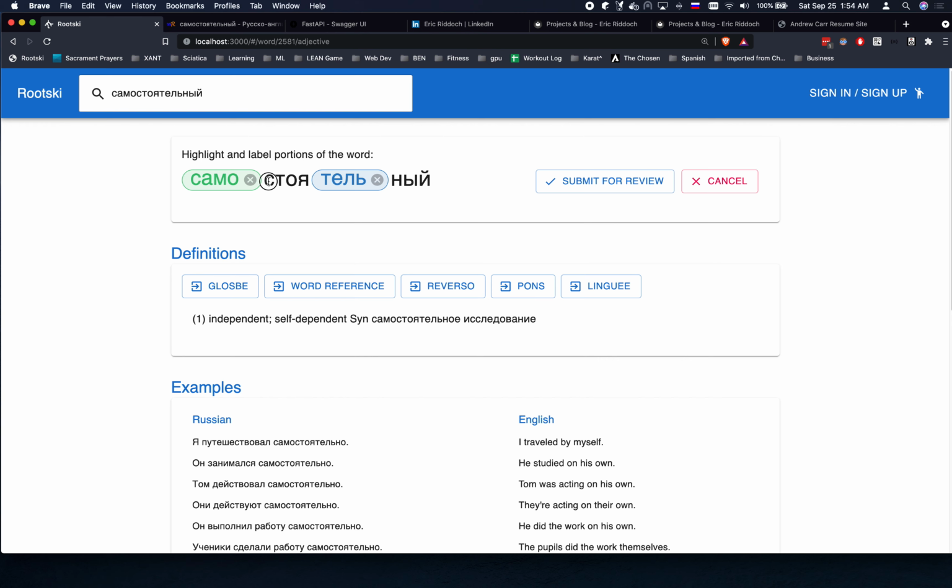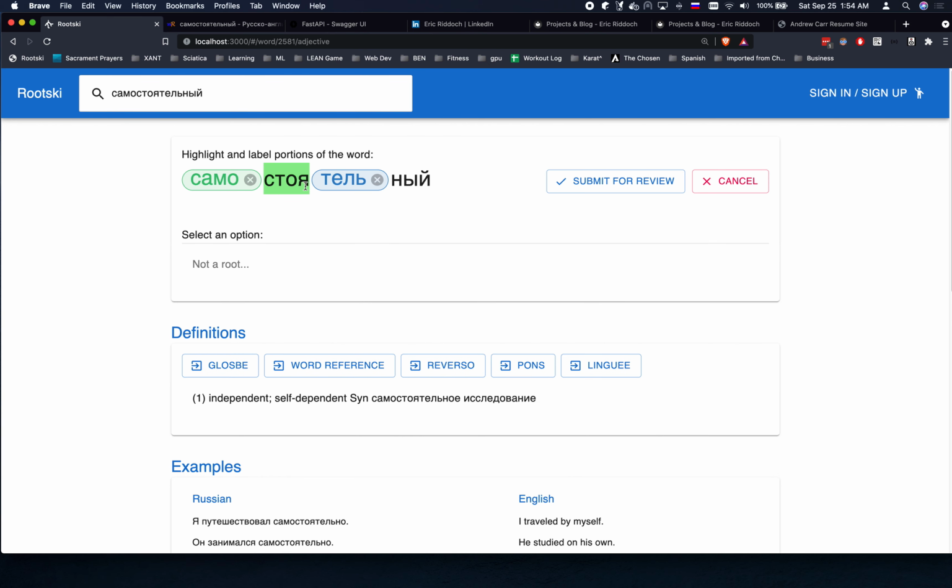I don't have in our database a root for this one, stoya. So in this case, this is kind of a niche thing. I haven't really decided how to handle this case where this is sort of an irregular form of a really, really obscure root. So in this case, where it's not cleanly a root, we're just going to label it as not a root.